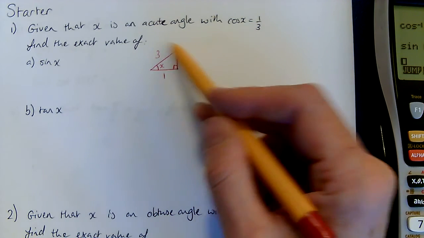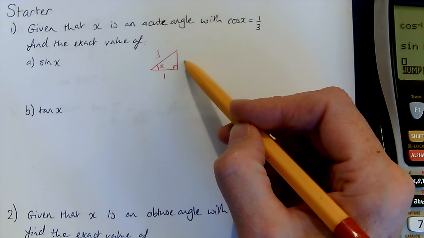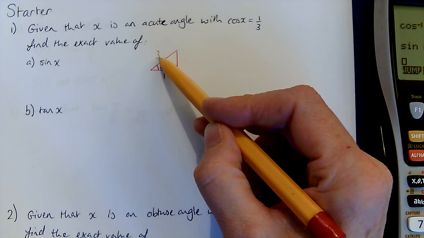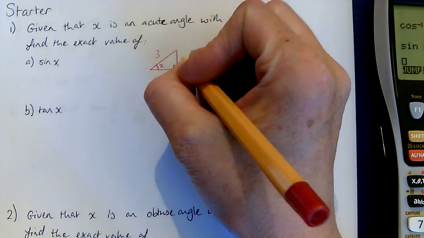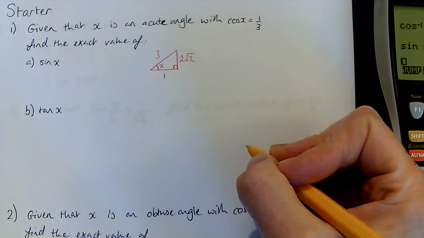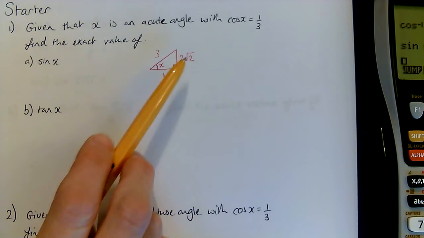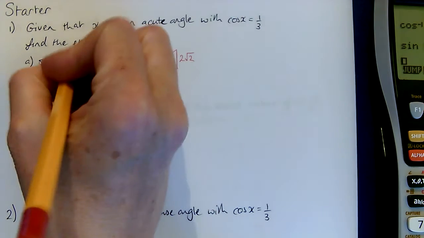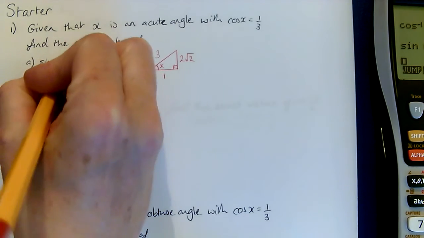Okay, but we have a right-angled triangle, we know two sides, so we can find the opposite side to the angle using Pythagoras. So we're going to do 3 squared take away 1 squared, so 9 take away 1 gives us 8, and root 8 is the same as 2 root 2. Right, to get sine we do opposite divided by hypotenuse. So we have 2 root 2 over 3.